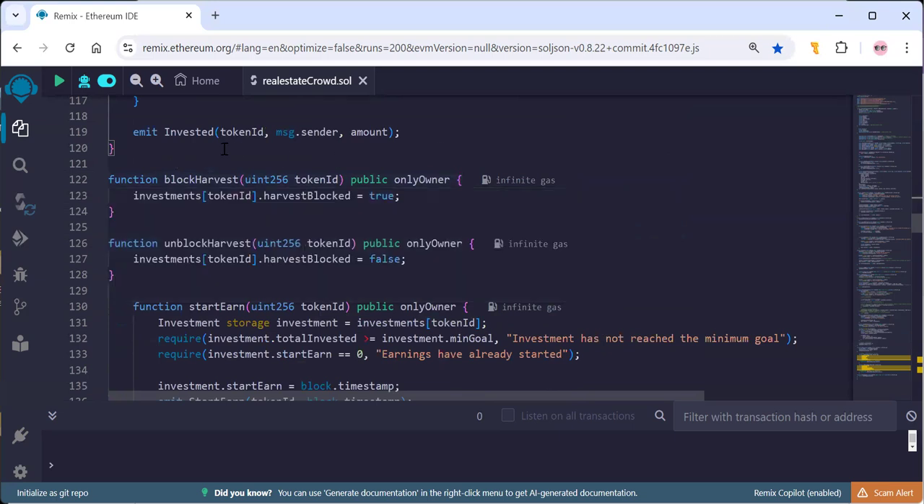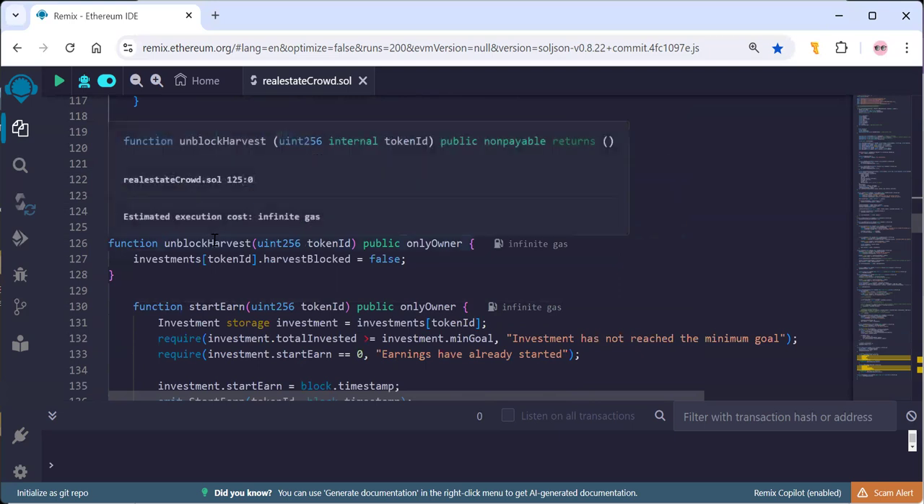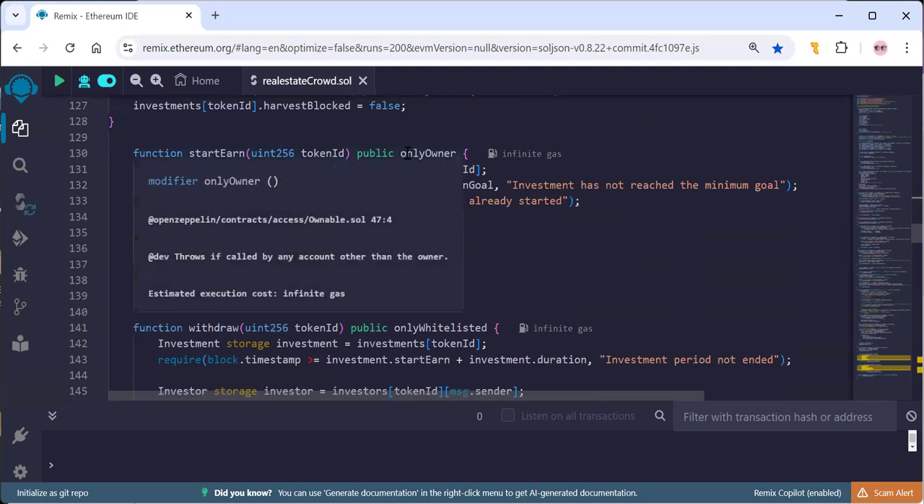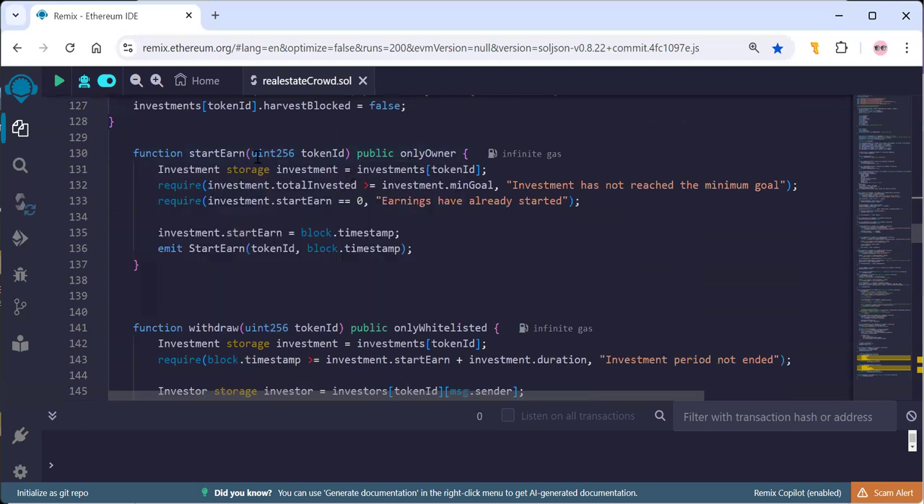Then there are two other functions that can be called by the owner, to block or unblock the harvest. So when the owner of the smart contract calls the function startEarn with the token ID 1, for example, from that moment, the timestamp of the block in that moment, the investment will start. So it means that people that invested on that can start to earn their interest.